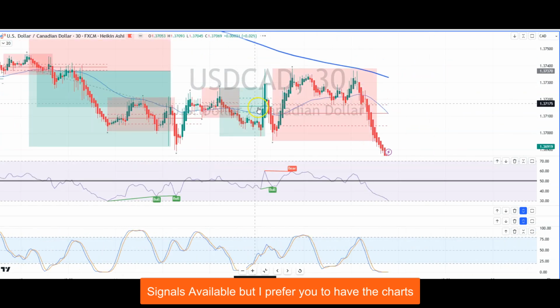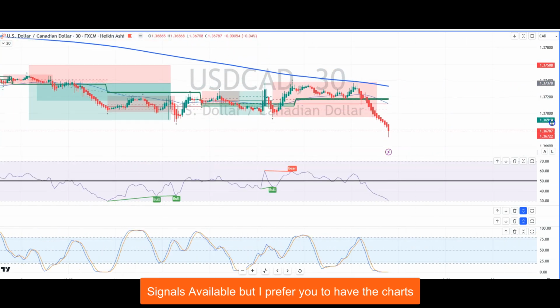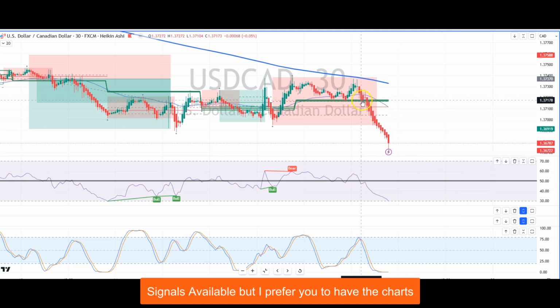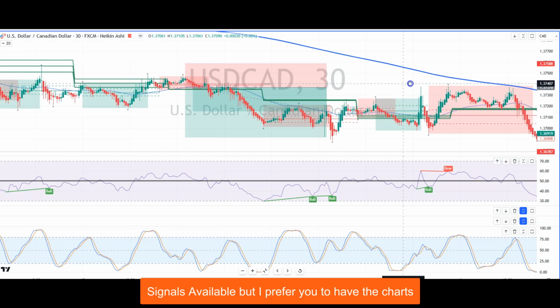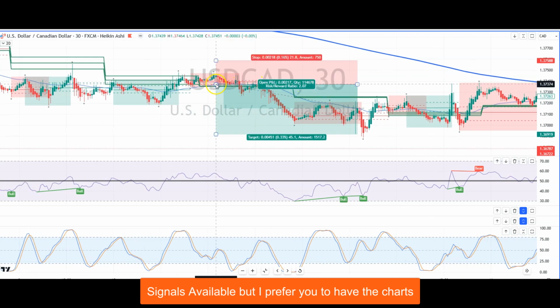Okay, so 30 minutes, have a look at that. Again, below the blue line, price breaks down. You've got a lovely red box here. You can just sell it on that pending order. And a lovely red box there as well on the pending order.